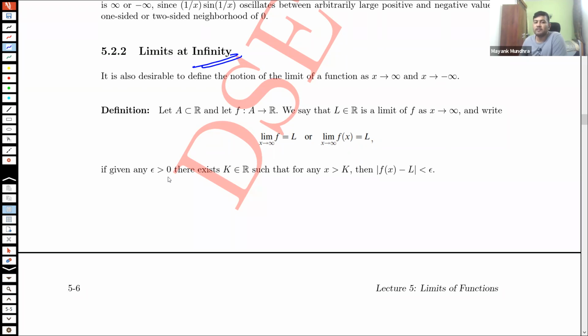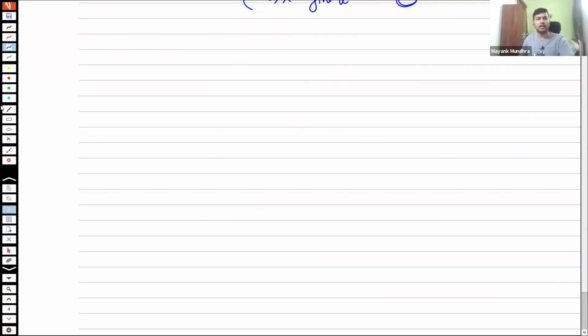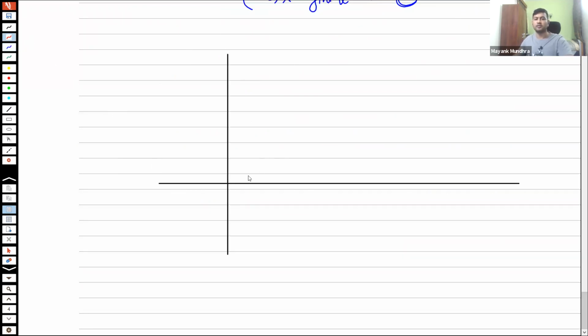Anyway, so what is the meaning of this? This means that for any positive epsilon, there exists a k greater than r, such that for any x greater than k, mod of f of x minus L is less than epsilon. So let's look at the meaning of this statement. What does this statement mean? So again, I'll draw a graph and try to explain this graphically. So let's say this is a function which is going towards infinity, going towards this value L at infinity. I should draw it a little lower.